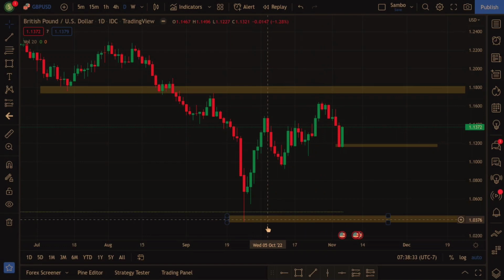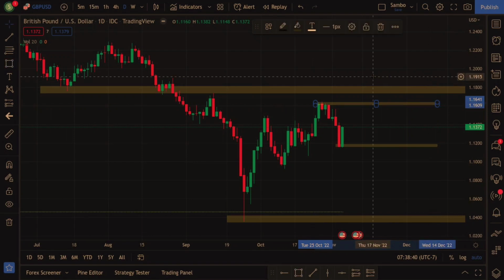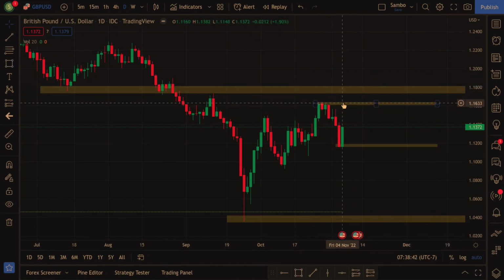So on the daily, we have that. I like to also plot the high point where we saw the turn occur. So right around here, we see this move come down, and that's right around the 1.16 level, another clean number.